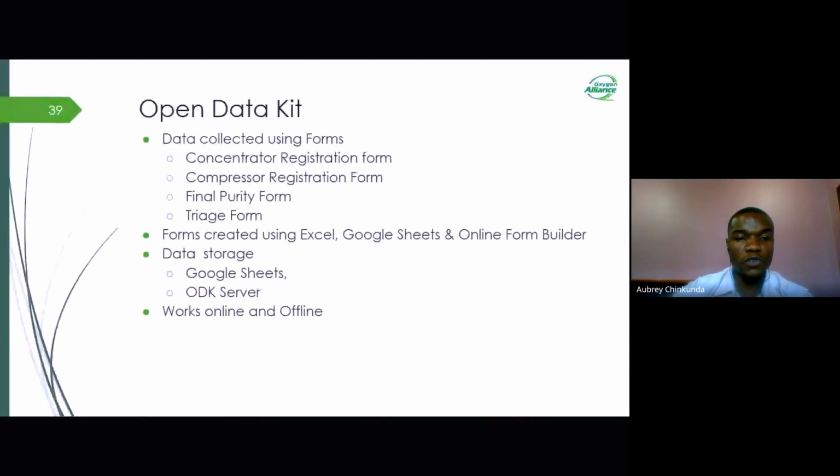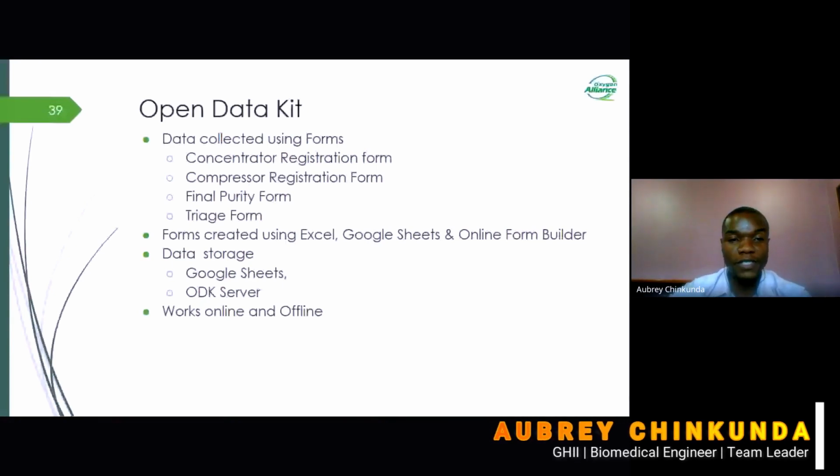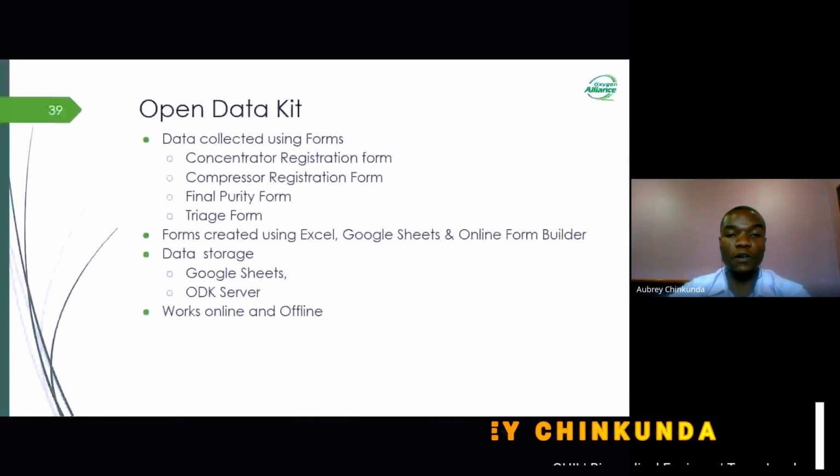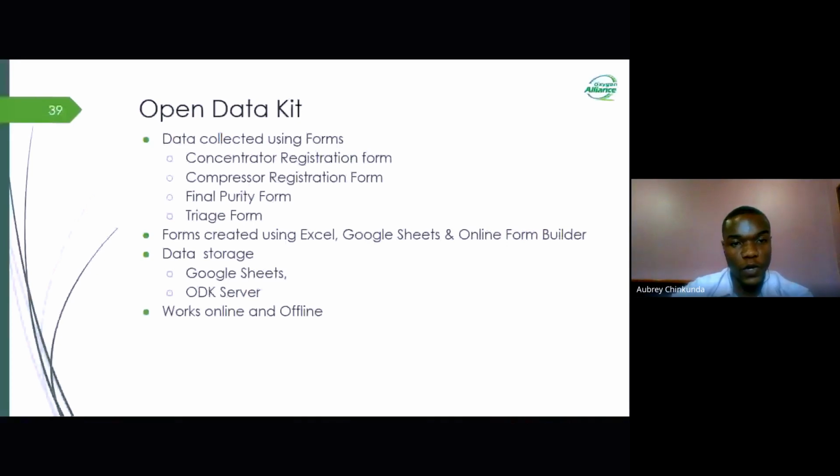So for the concentrator registration form that we have, it's used for registering oxygen concentrators in various facilities where we go. We also have the compressor registration form. This is for registering the compressors that are found in oxygen concentrators. We have the final purity form for registering the purity of the oxygen concentrator after we have done the maintenance work. If you found the concentrator at 40%, you fixed it, now it's producing oxygen purity of 95.6%. This is the form that you use to register that you have fixed it from 40% to 95.6%. Lastly, we have the triage form that is used to record all the missing parts on the oxygen concentrator.